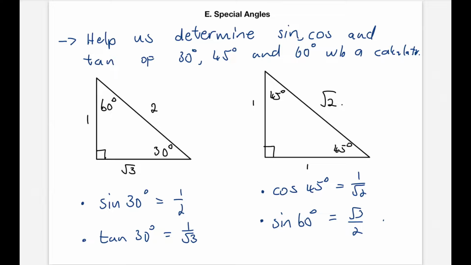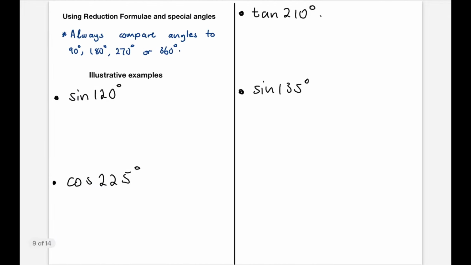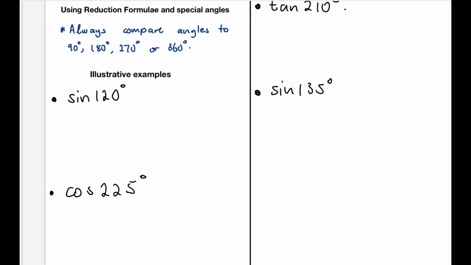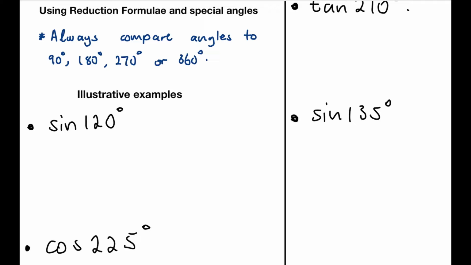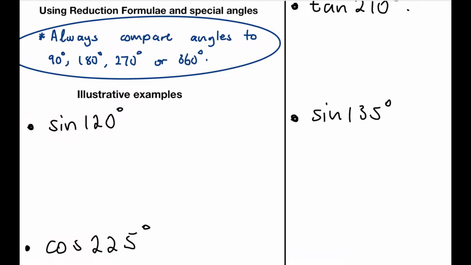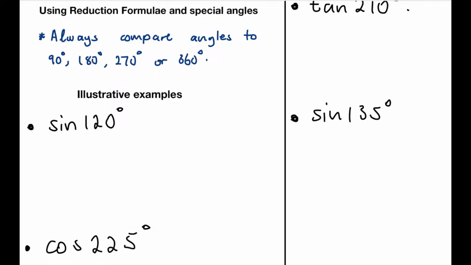And why is it important that you know them? Well, we're going to be using special angles and what we've learned in reduction formula so far to reduce big angles that we're not very comfortable with. So we're going to be using reduction formulae and special angles. Now, I'm going to illustrate how to do this through examples. But what I want you to keep in mind is whatever big angle we get, we're going to compare it to either 90 degrees, 180 degrees, 270 degrees, or 360 degrees. In fact, I would suggest whatever it's closest to.